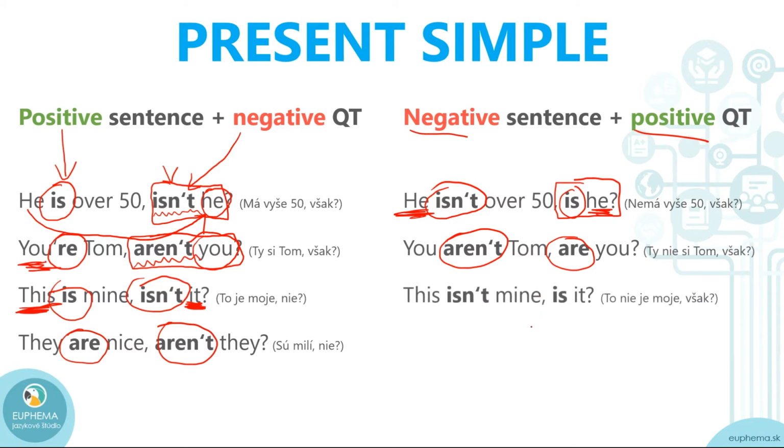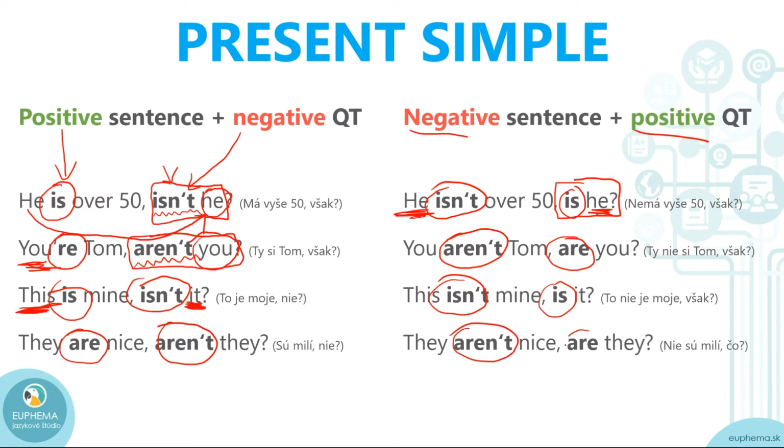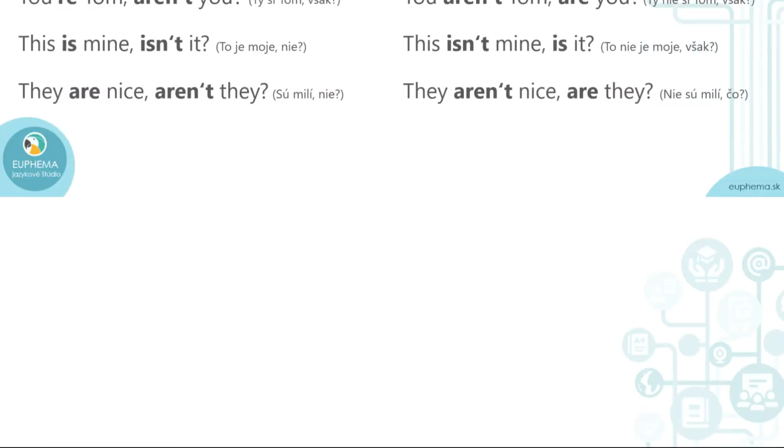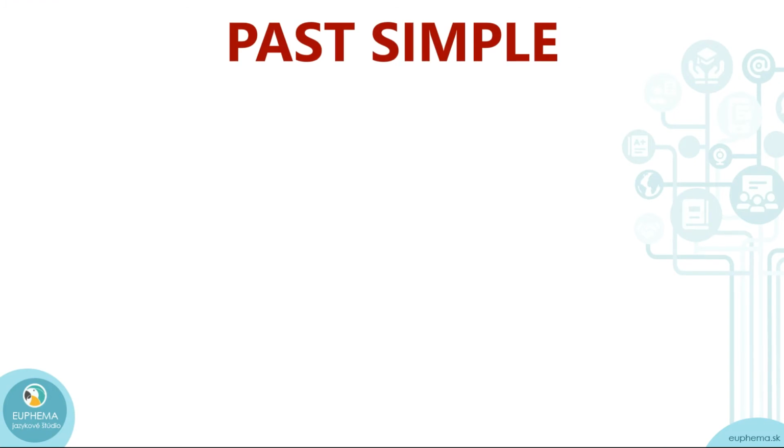This isn't mine, is it? Negative isn't, positive is. And the last one, they aren't nice, are they? Negative aren't, positive are they in a question tag, right? Now, let's continue with past simple. Okay, the rule is the same here, okay?